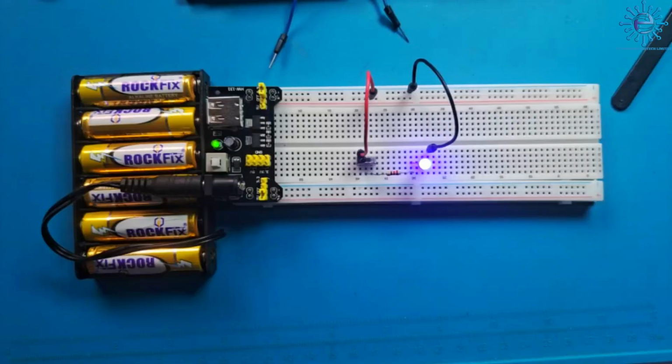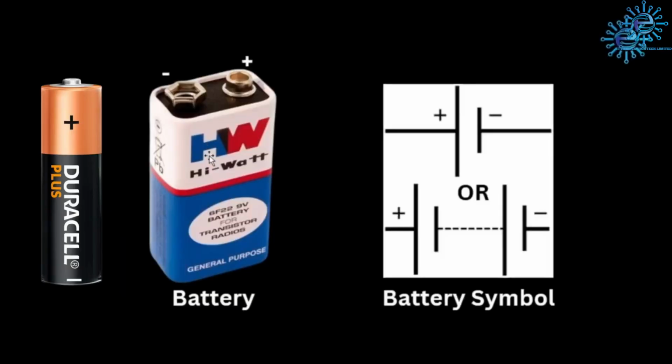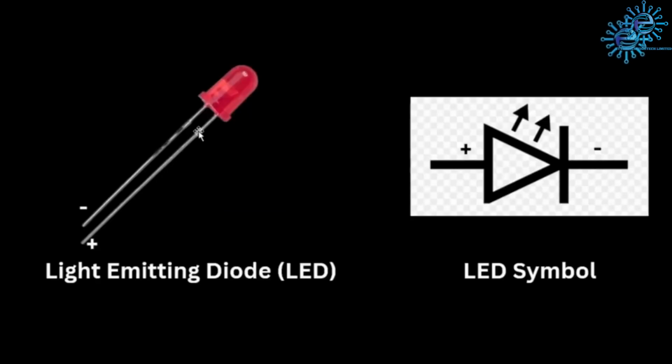Before we build the circuit, let's quickly look at how these components are represented in circuit diagrams. In electronics, we use symbols to represent components. This is a battery, and these are the symbols we can use to represent a battery. This is an LED or light emitting diode, and this is the symbol of a light emitting diode.